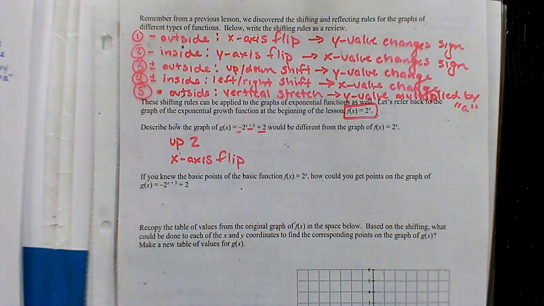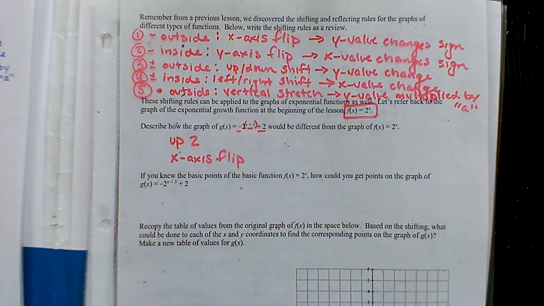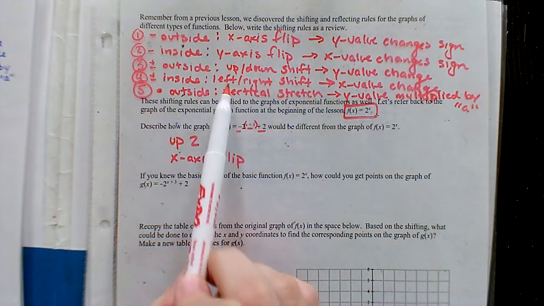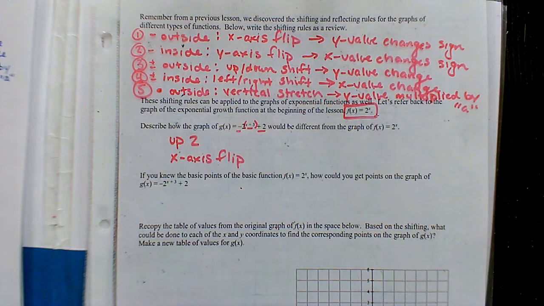What about the plus 3 in the power spot? This is kind of considered the inside section. Wherever your x is, that's the inside of a function. If you add 3 on the inside, it shifts the x values through. Which direction, left or right? To the left. To the left, yes.